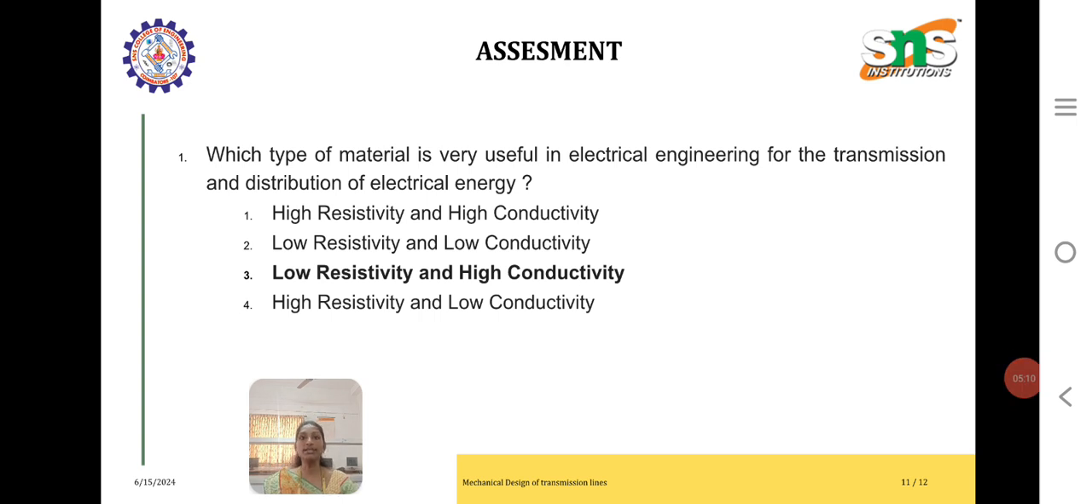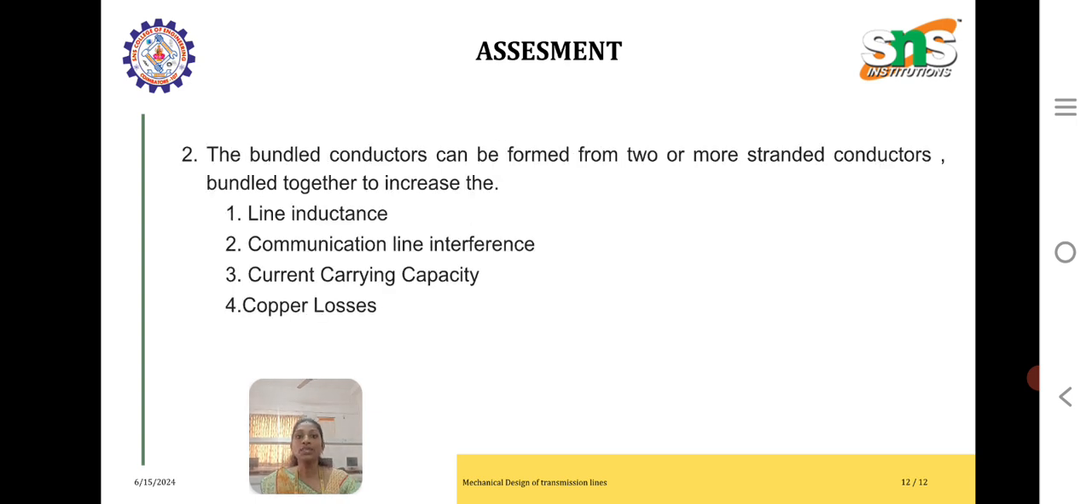Coming to the assessment: which type of material is very useful in electrical engineering for transmission and distribution of electrical energy? High resistivity and high conductivity, or low resistivity and low conductivity? We need resistance to be low but conductivity to be high. This type of material will be very useful for transmission and distribution purposes. Low resistance means it transfers more current, and high conductivity is needed. Bundled conductors can be formed from two or more stranded conductors to increase the current carrying capacity.